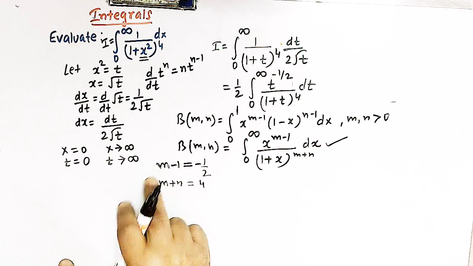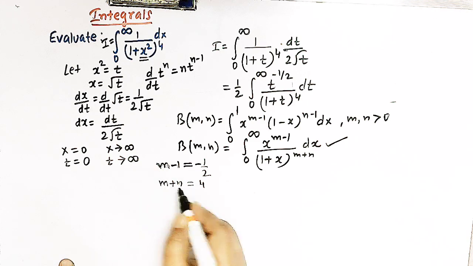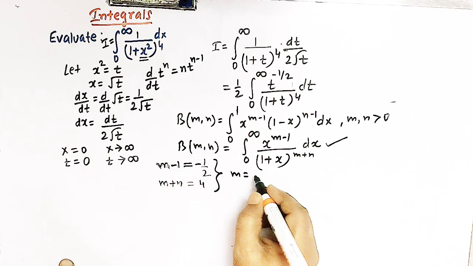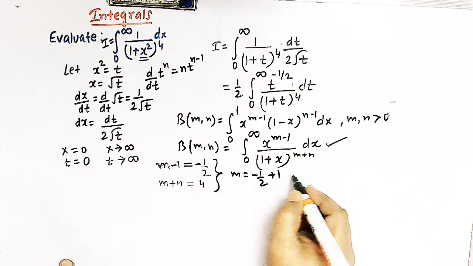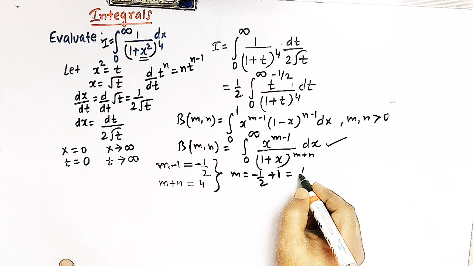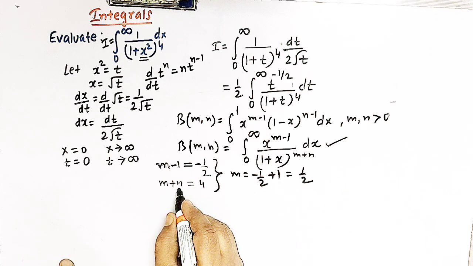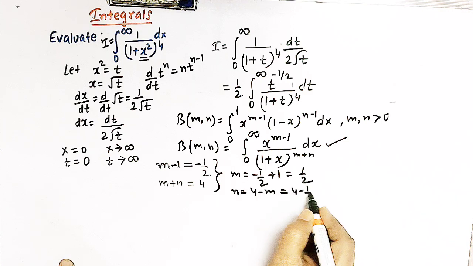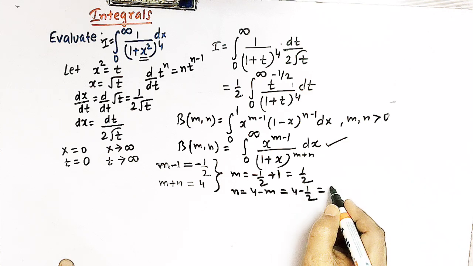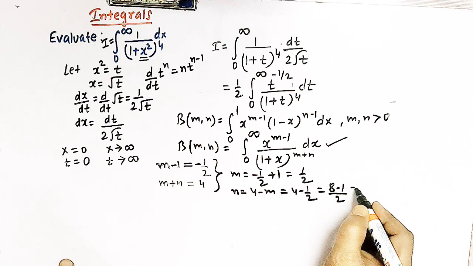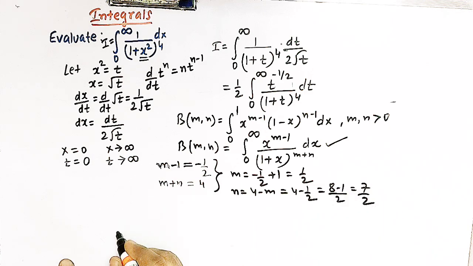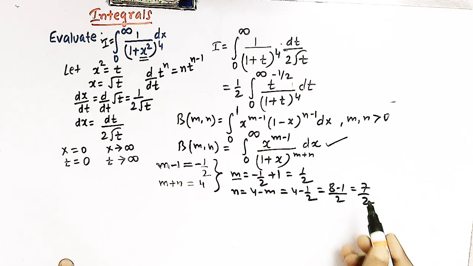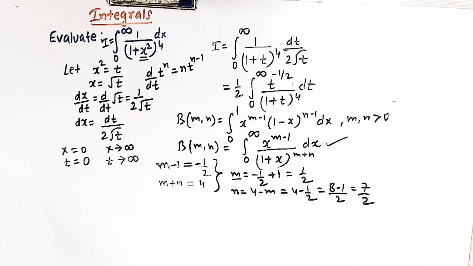So let us find out the values of m and n from these two equations. From here we have m is equal to minus half plus 1, that is simply half, and from here we have the value of n as 4 minus m, that is 4 minus half, that is 8 minus 1 over 2, that is 7 over 2, right? So the value of m is half and the value of n is 7 over 2.